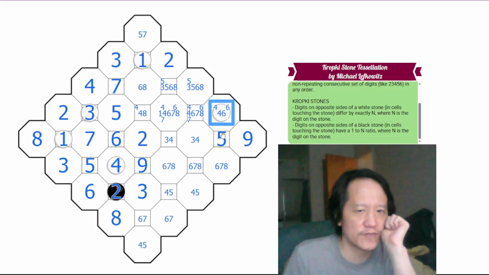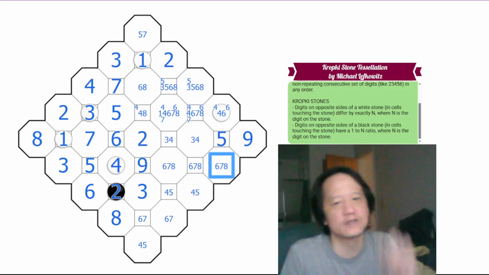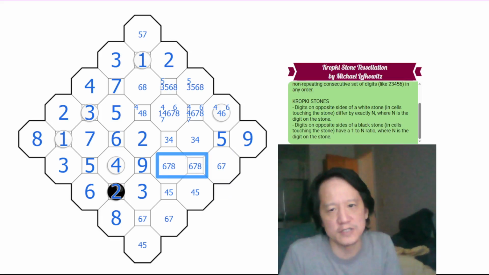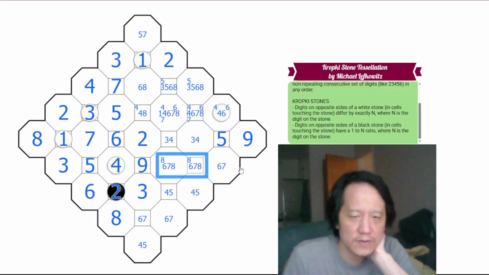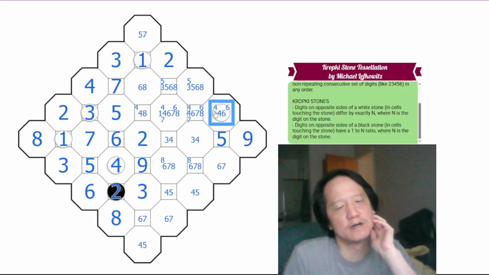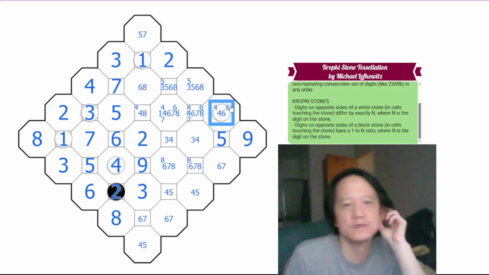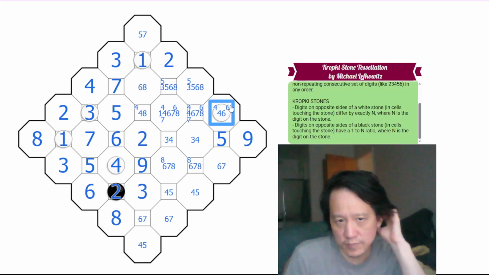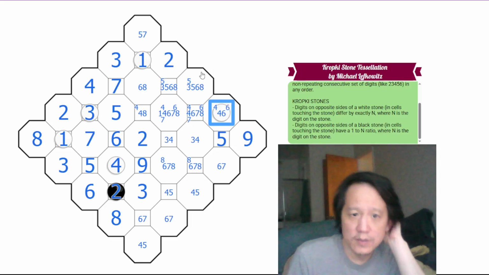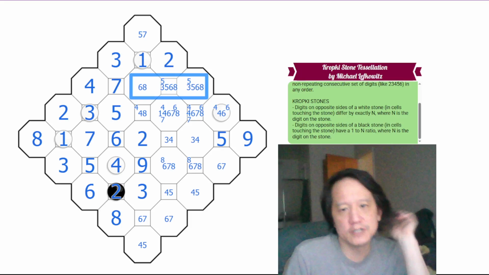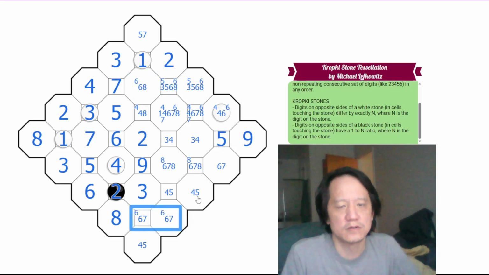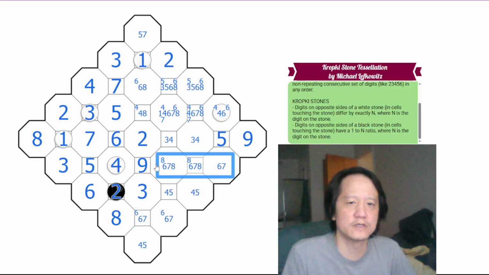So this is either 5, 6, 7 or 4, 5, 6. So this cannot be 8 here. One of these is an 8. 4, 5, 6 works too. One of these is a 6, but that's not helpful. We are guaranteed a 6 here. We are guaranteed a 6 here. We are guaranteed a 6 here. How many 6s is that? I think that's 4, right?